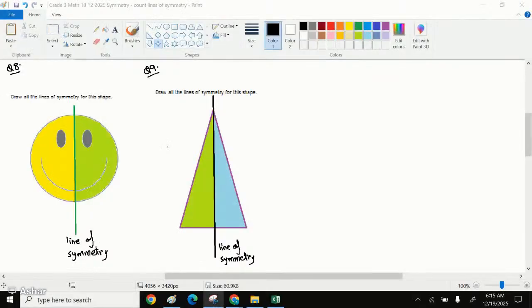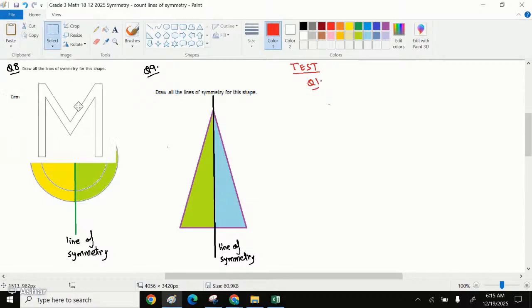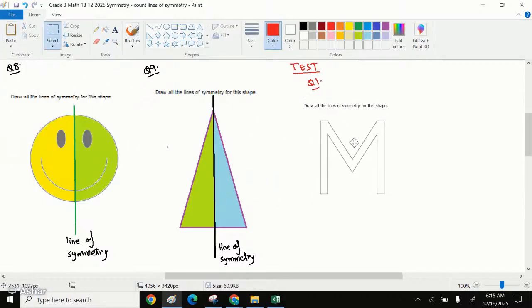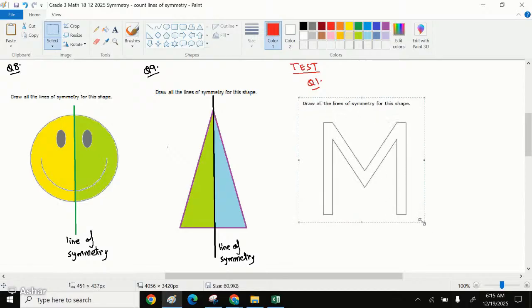Okay, and let's see if in the test we can find the lines of symmetry. The question number 1 from the test. If M is given to us and the question says draw all the lines of symmetry, that means there can be more than one line of symmetry. Let's see if this shape has more than one symmetry.